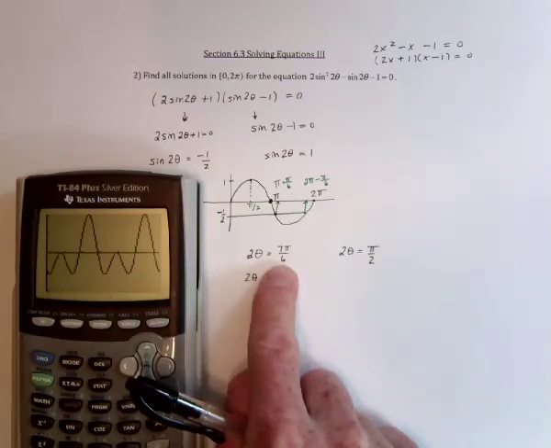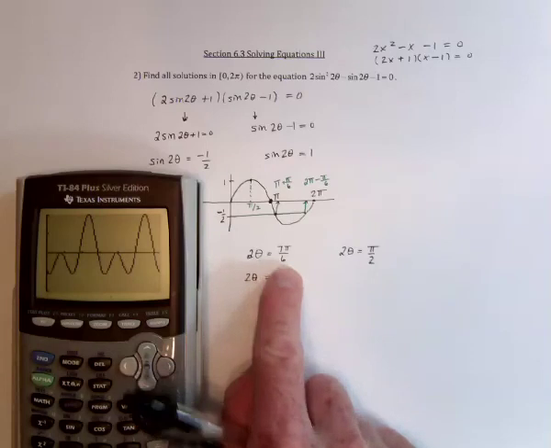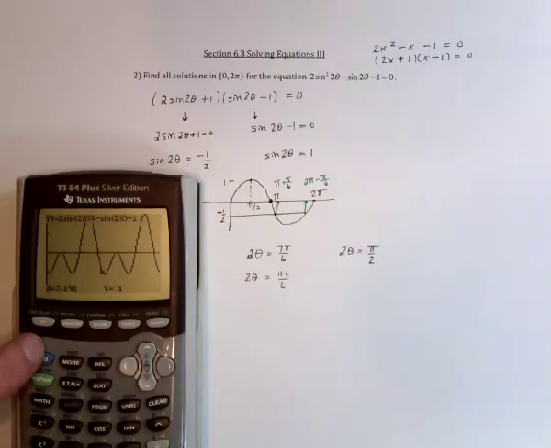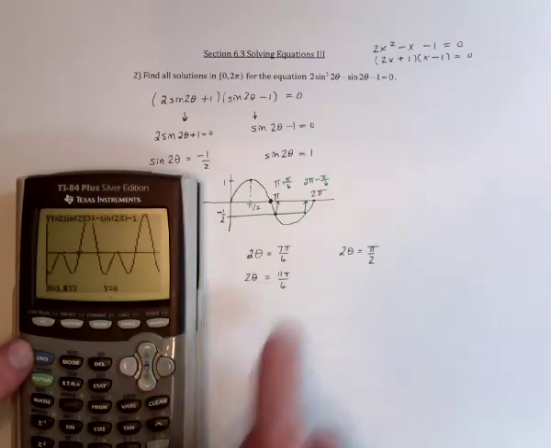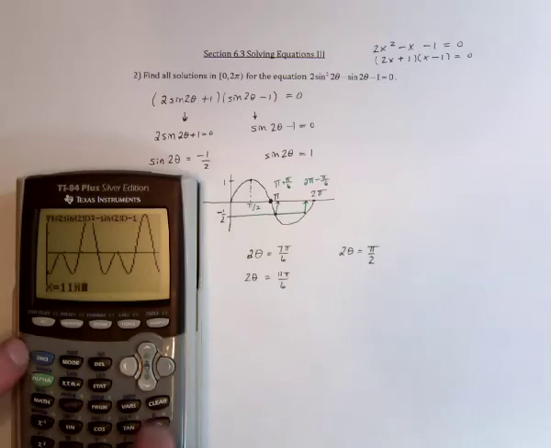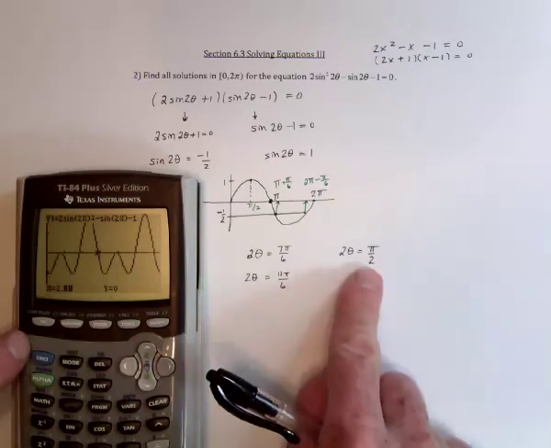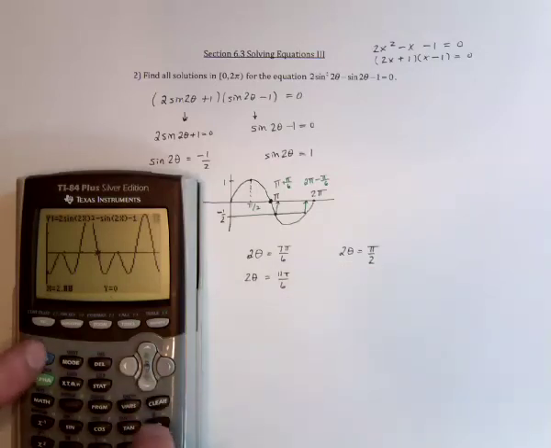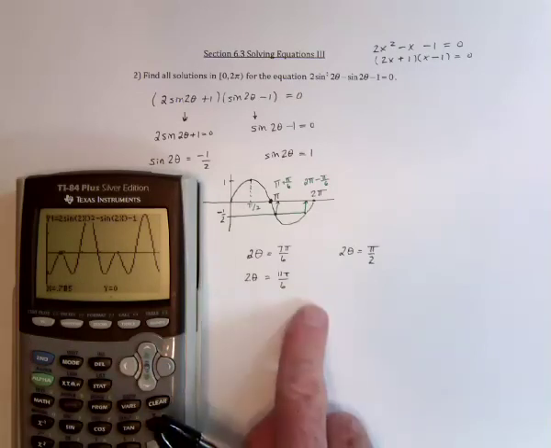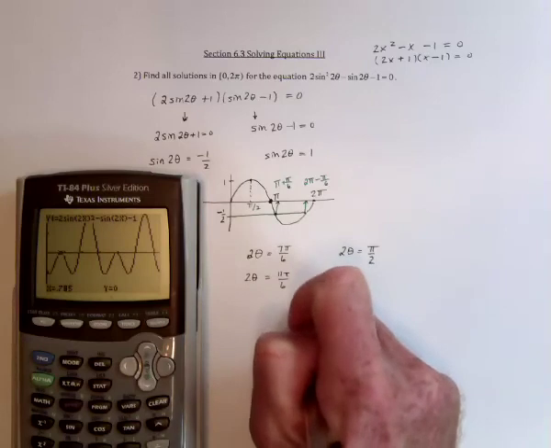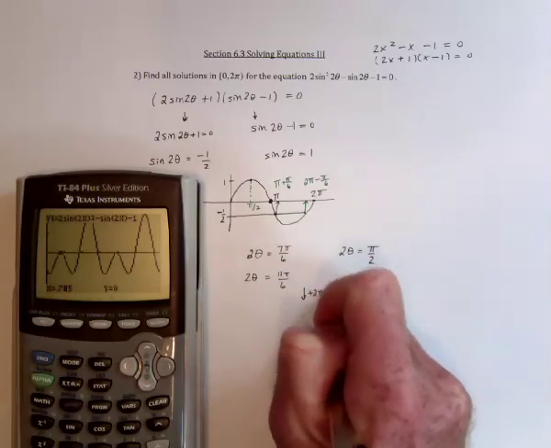So if I were to divide by 2, that's going to be 7 pi over 12. So trace 7 pi over 12, is that one of the solutions? Yes. How about 11 pi over 12? That is one of the roots. And then this one would be pi over 4, which also works. Okay, so these solutions are correct. We just need to add 2 pi to all of them.